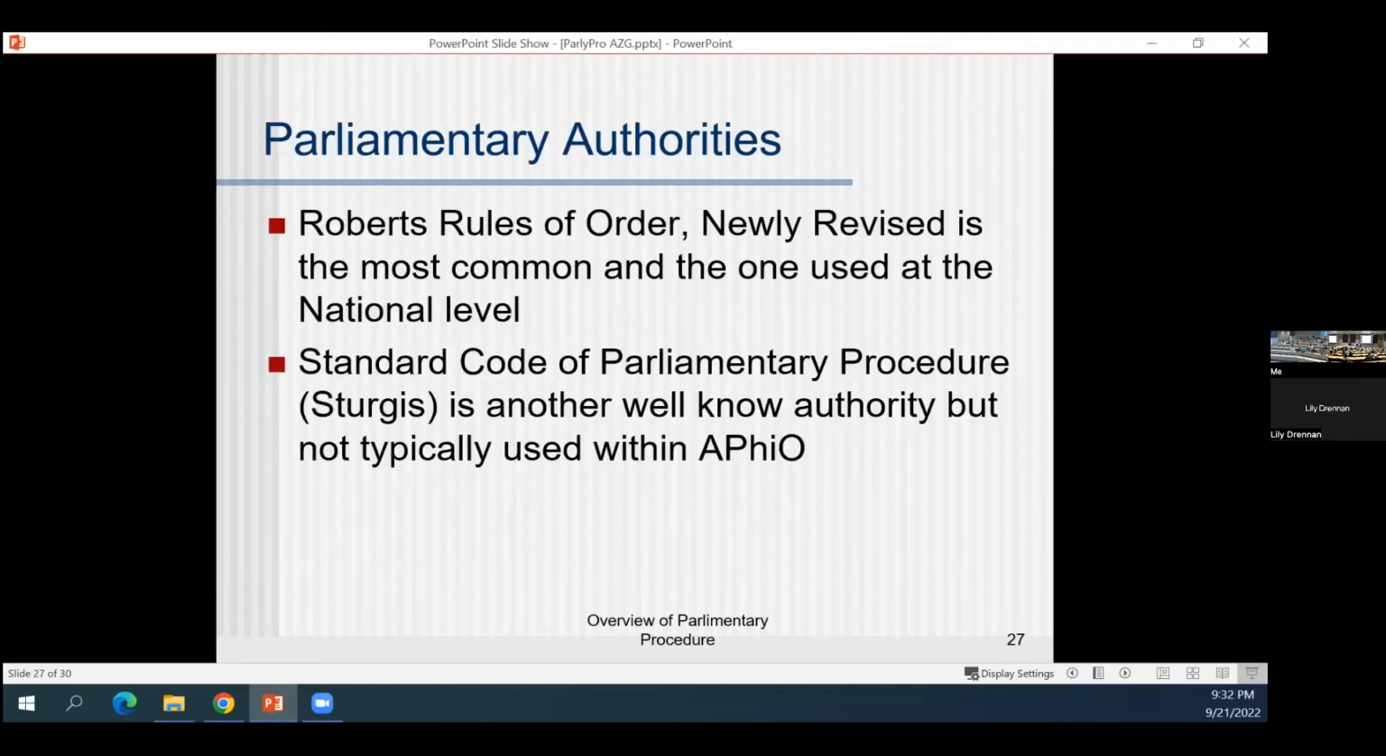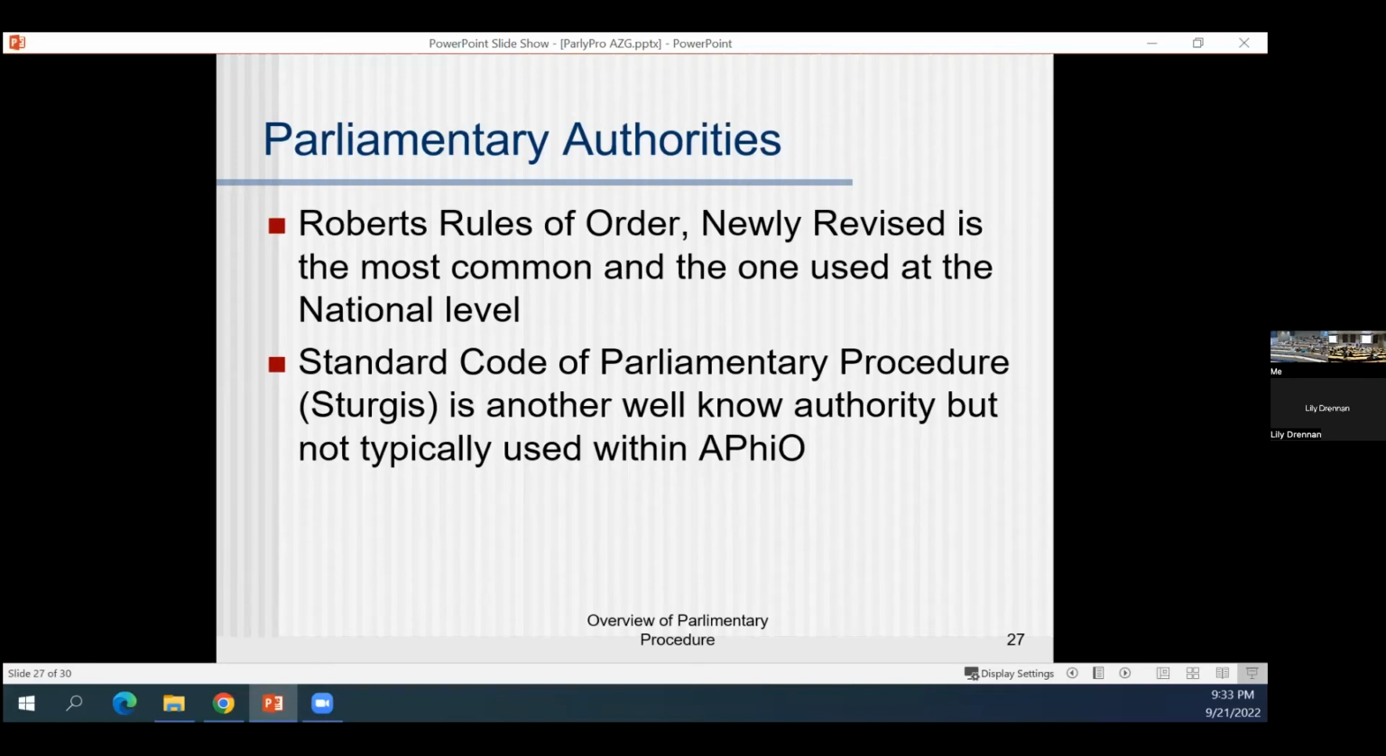And lastly, parliamentary authority, that's the guide that you're going to refer to if any questions come up. As I said, Alpha Phi Omega, we pretty much always use Robert's Rules of Order, newly revised. The 12th edition is the most current, that's 2020. They publish a new one every 8 to 10, 15 years, something like that. This one finally has a full section on virtual meetings. Gee, I wonder why.